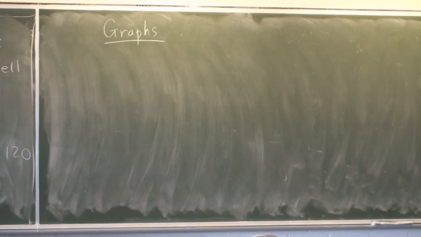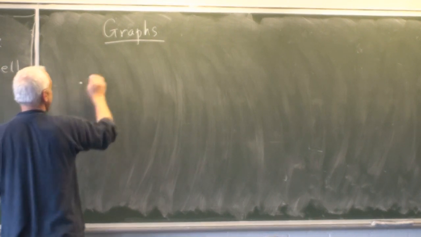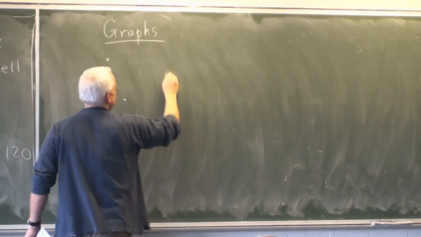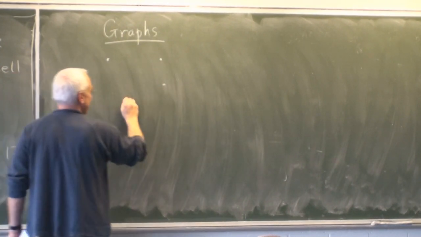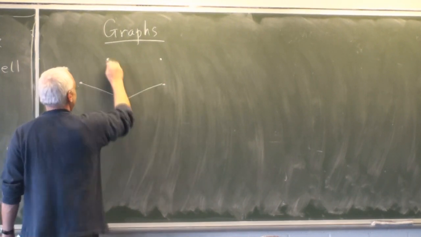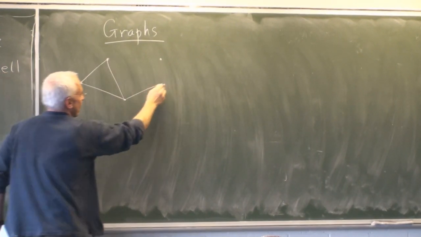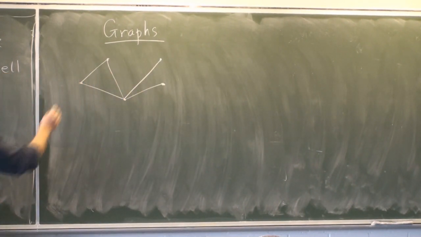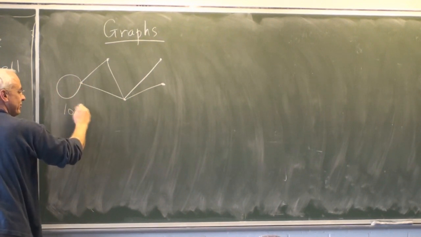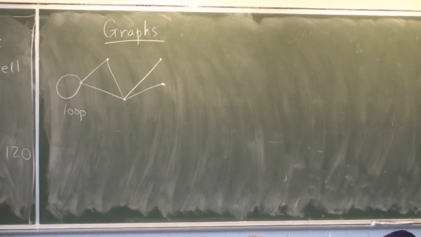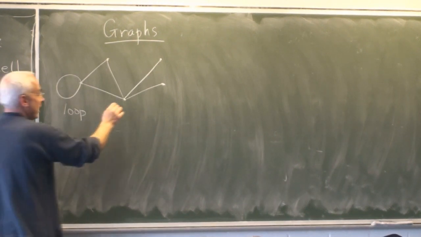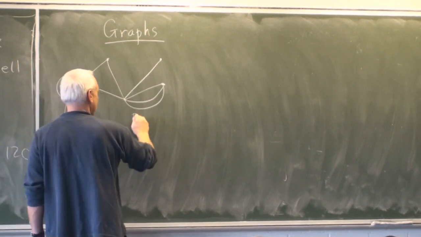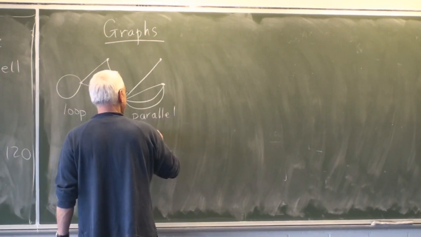Okay, so graphs. What is a graph? Well, very quickly, it's got some vertices, which are dots. And it's got some edges, which connect the vertices. And sometimes it can have loops, so that's called a loop, an edge going from a vertex to itself. Or it can have multiple edges from one vertex to another. That's sometimes called parallel edges.